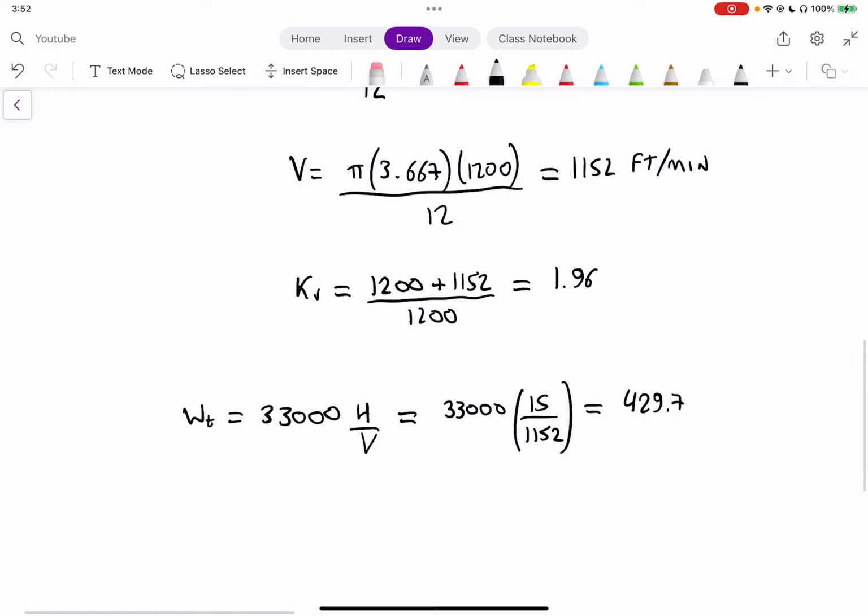We get that WT is equal to 429.7 pound force. Those are the pound force, or the tangential force, coming off the gear tooth.